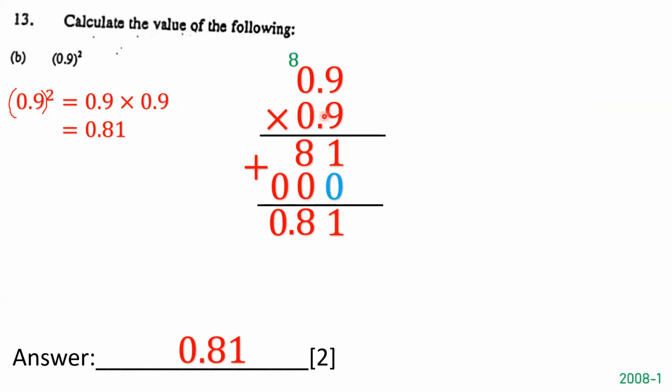But notice that this number is 1 digit behind the decimal point, and this is another number behind the decimal point. So that means that we have to move 2 spaces over such that we'll have the decimal point right here. So it's going to be 2 numbers behind the decimal point, since there are 2 numbers here behind the decimal point. All right, so the answer is 0.81.